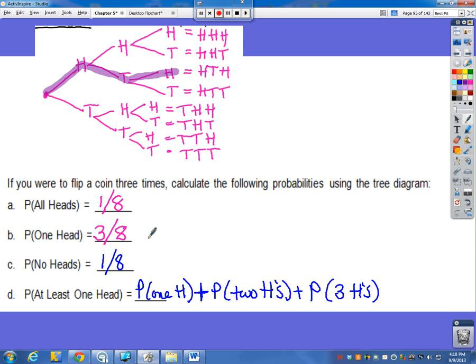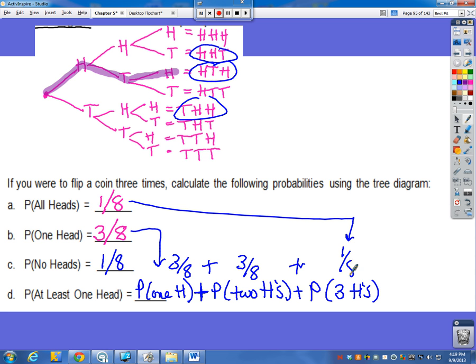Now we could do that, getting 1 head, well, that was 3/8. 2 heads, I could come up here and look at, well, there's 1, 2, 3 possibilities. So that's 3/8 plus 3/8. And in all 3 heads, that was that 1/8. So 3/8, 3/8, and 1/8 makes 7/8 altogether. And that is the final answer for D.